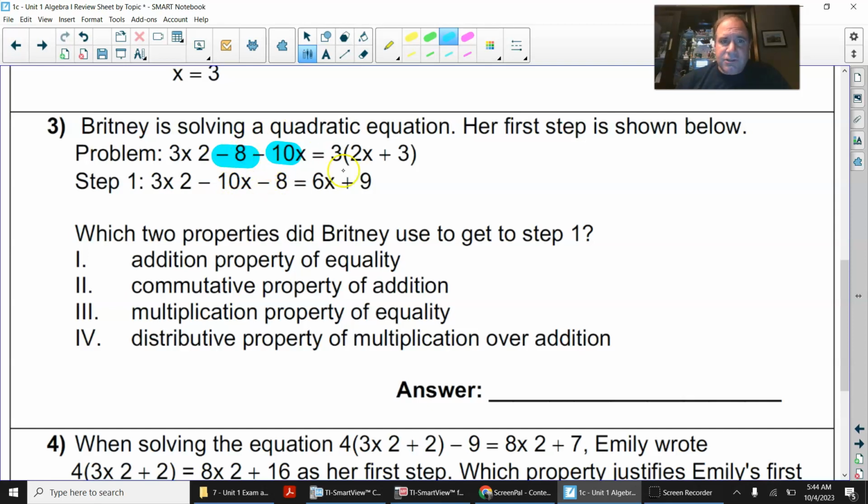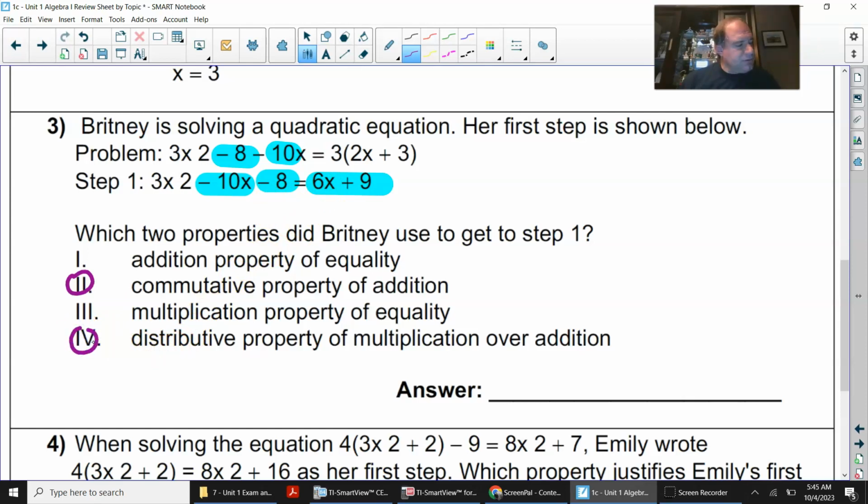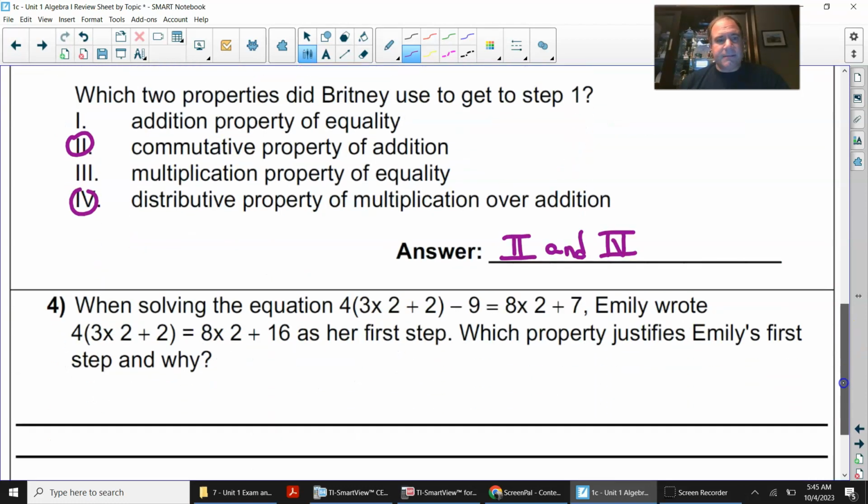Negative 8, so that's a switch. And then this now became this. So this switched. That's commutative property again of addition. That's definite. And then the distributive property of multiplication over subtraction is one of those things that will always be the case. So 2 and 4. Just watch out for that distributive property. Distributive property is always asked about.